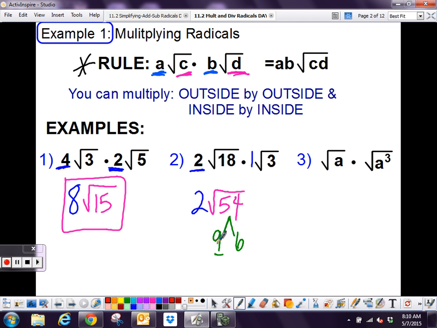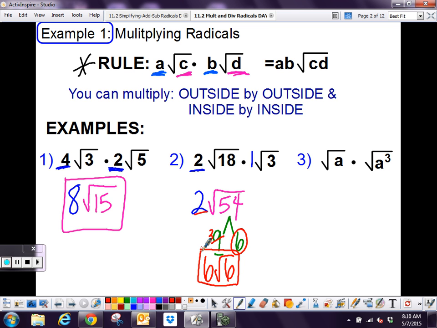Okay? So if I take the square root of 9, that's 3. I'm going to bring that 3 out. But remember, we already have that 2 out there. So I'm going to multiply those. So now I have 6, and I'm still left with square root of 6. And remember how I taught y'all to check these last time. You can type 6 square root of 6 in, get that answer, and then also type in 2 square root of 18 times square root of 3, and they need to match up.